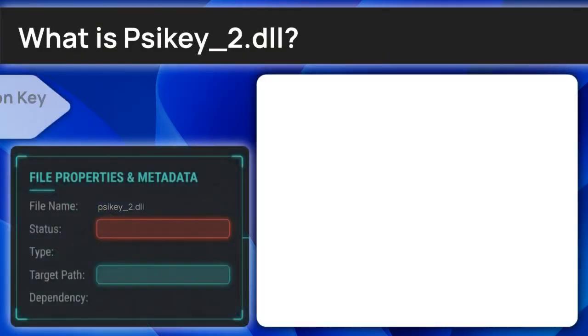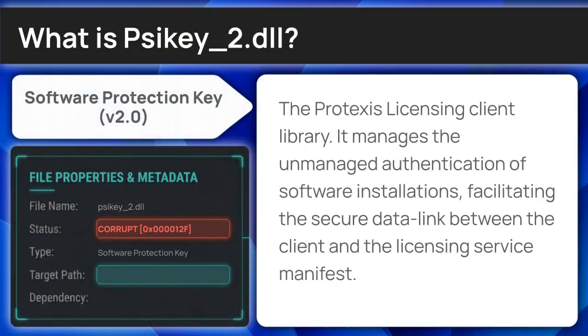This is the PSI Key 2, the Protexis Licensing client library. It manages the unmanaged authentication of software installations, facilitating the secure data link between the client and the licensing service manifest. Now that you know how the file works, let's focus on the how and fix the issue.